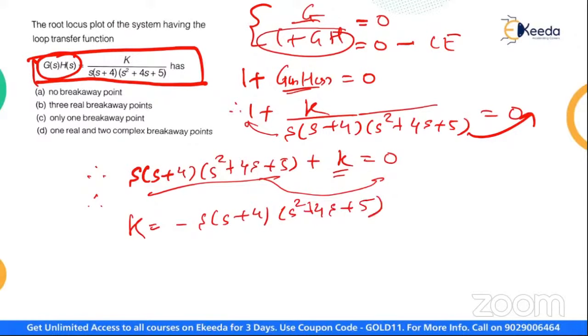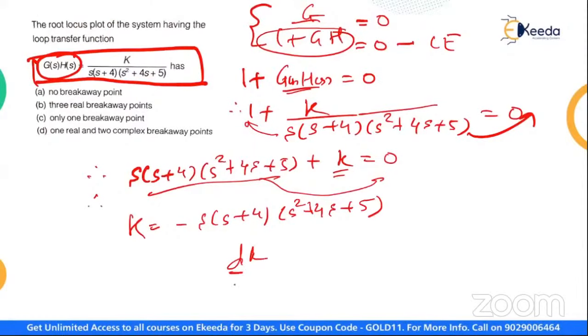Now you need dK by dS. Because in order to find the breakaway points, the first step is to write your equation in terms of K, meaning K on one side, and after that differentiate that K with respect to S. Then whatever roots you get from that will give you the value of the breakaway point. So let us simply do dK by dS and see what happens.